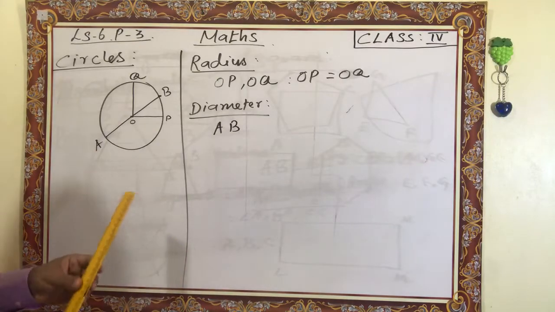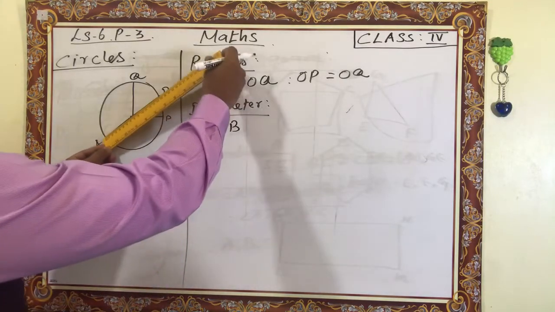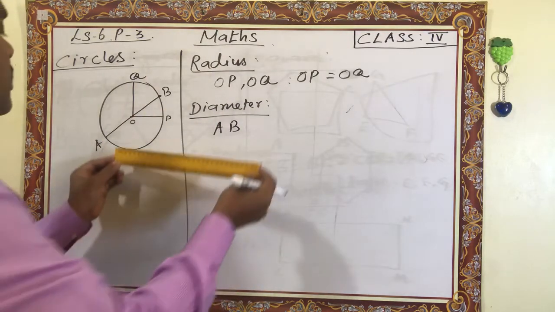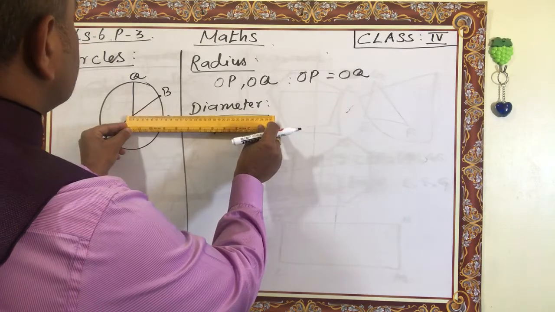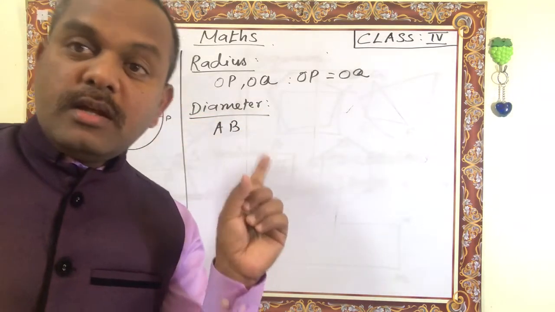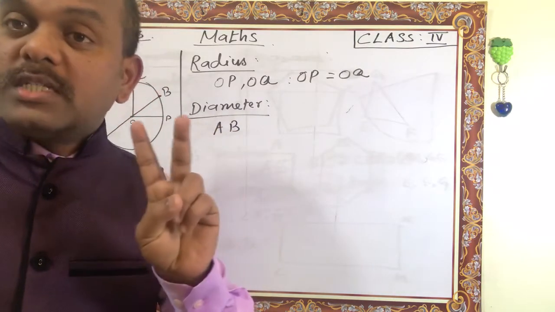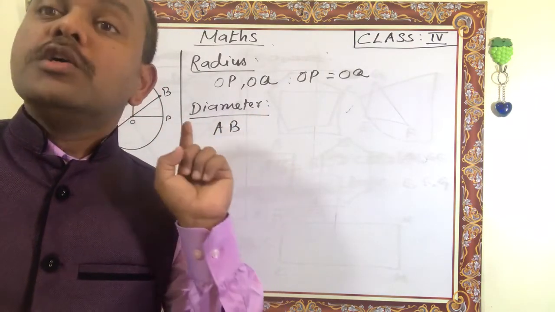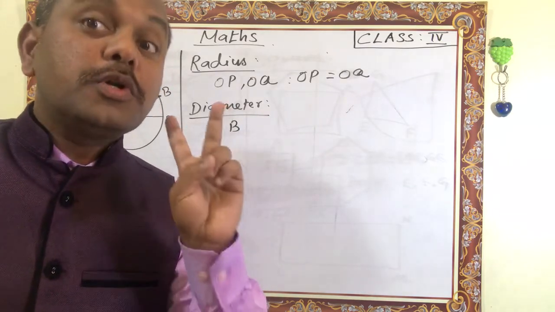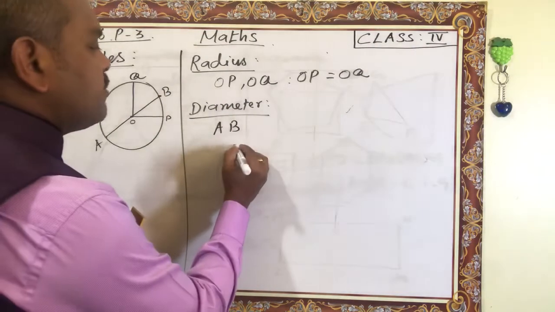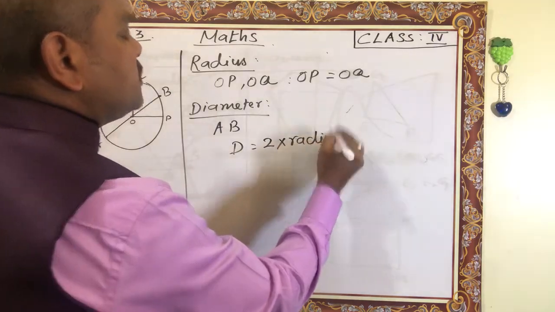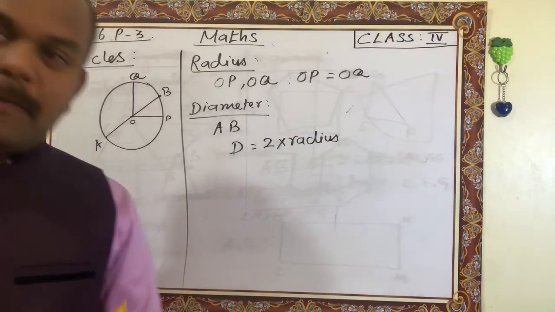If you are measuring the diameter, this diameter is 14 centimeter. Next I am going to measure the radius. Radius is 7 centimeter. Diameter is 14 centimeter. What is the relation between this radius and diameter? Diameter is equal to twice the radius. So diameter D is equal to 2 into radius.